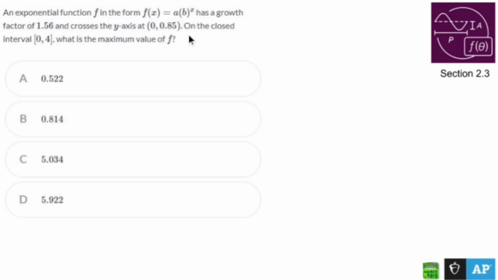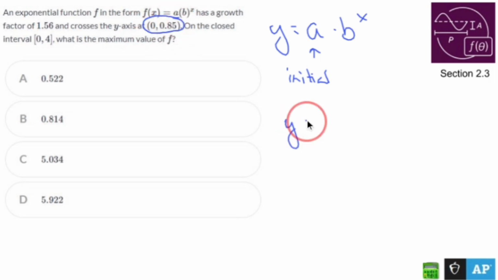All right, so let's set up our equation first off. We have something in the form a times b to the x. This is going to be your initial value at the very beginning of everything. In other words, the beginning of everything happens when x is 0. So y equals 0.85, a positive number. The growth factor is 1.56, so that's going to be my b, 1.56 to the x.